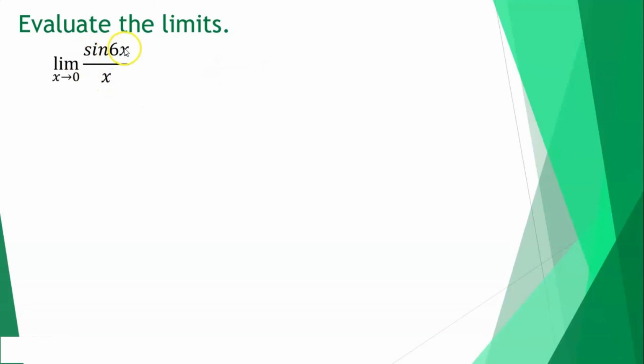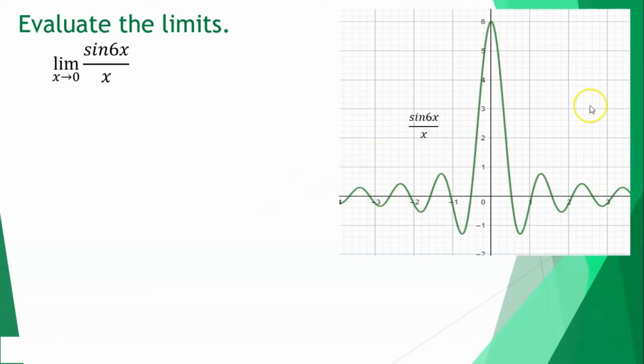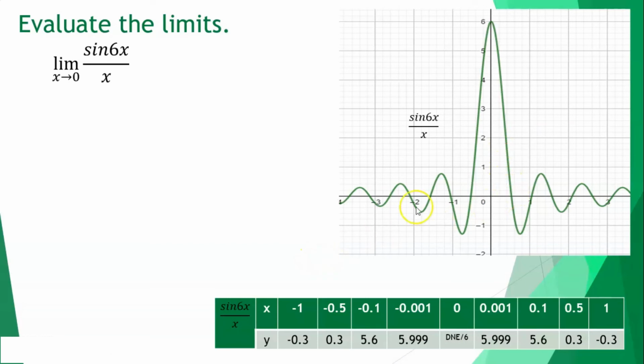It's the limit of sine x over x as x approaches 0. Now, graphing this will be the graph of sine x over x. Making use of the table of values, if we replace x with 0, that would become undefined, or it does not exist. And substituting x with numbers approaching 0 from the left and from the right, we will obtain these values. Now, what if you just solve it algebraically? How are you going to do it?